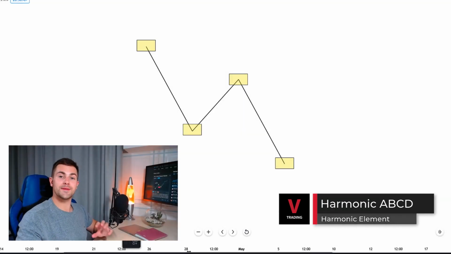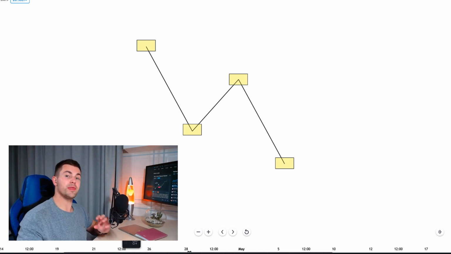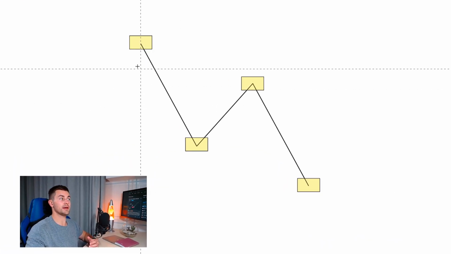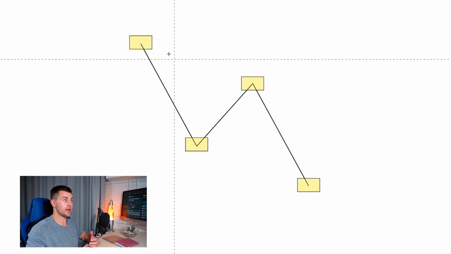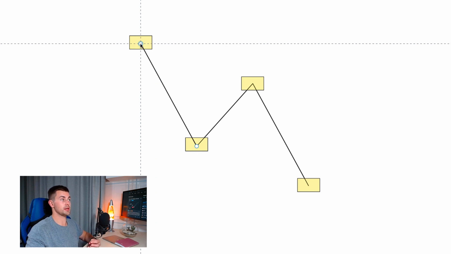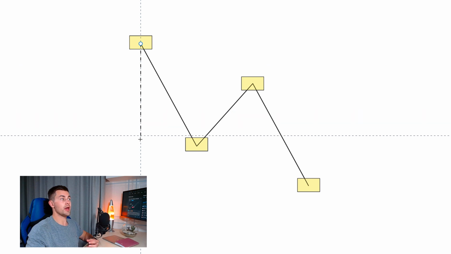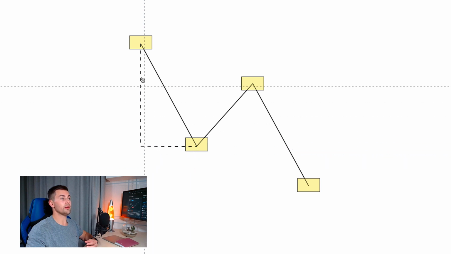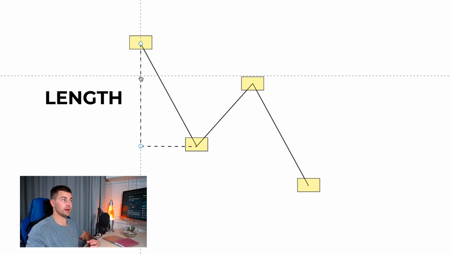But what makes this pattern harmonic? Why do we call that harmonic movement? The main thing here is about the length of the impulses in the pattern. So right here in this example we have three impulses, and if we measure the length of the initial impulse, if we take its high and draw a vertical line all the way down to its completion point, we can identify the length of the pattern, and we can easily measure that in pips.